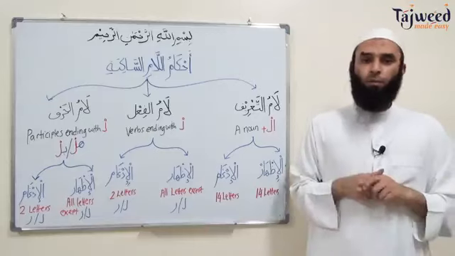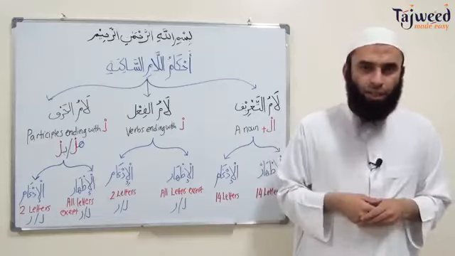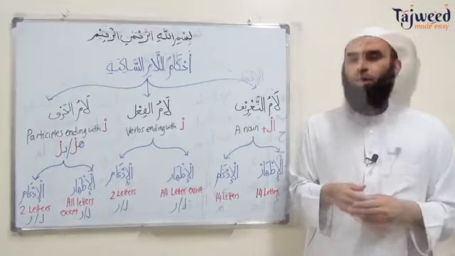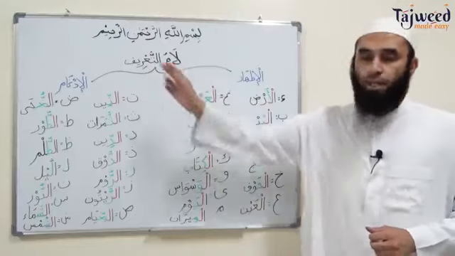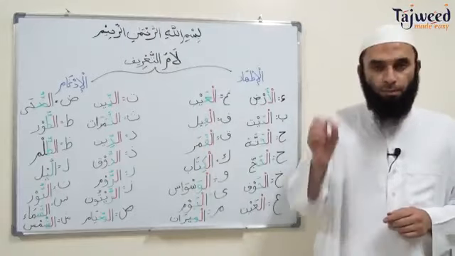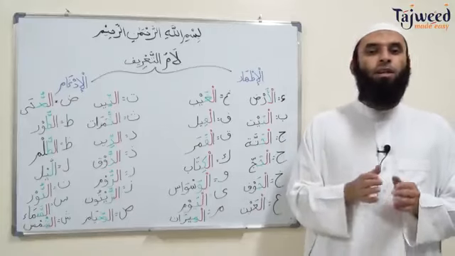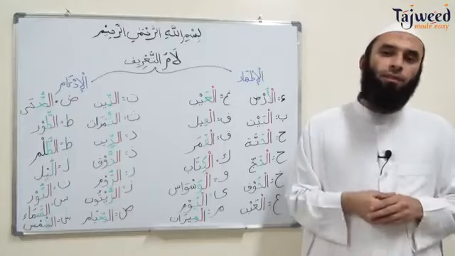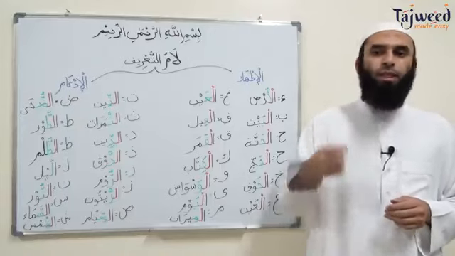Now have a look at the board. We're going to do the examples of Laam al-Ta'rif. We're going to find out in more detail what we're talking about. So I've written here Laam al-Ta'rif, and we said Laam al-Ta'rif is a Laam as-Saakinah preceded by an alif. It goes in the beginning of the noun to make the noun definite. So Laam as-Saakinah is inside the noun, but at the beginning of the noun, to make that noun definite.